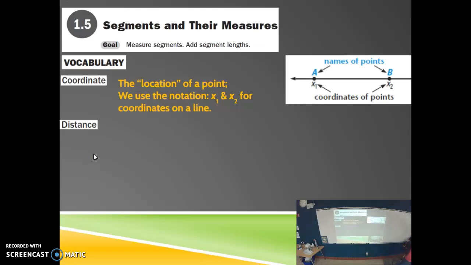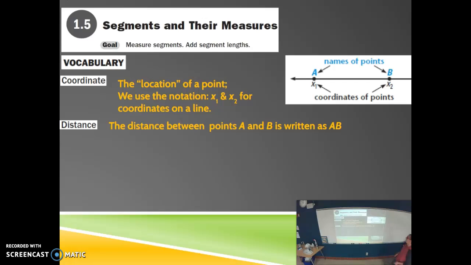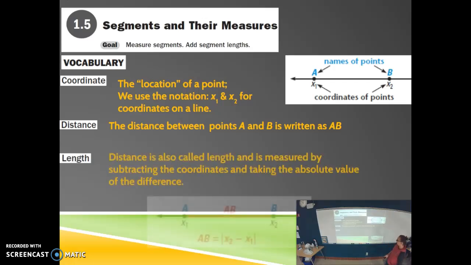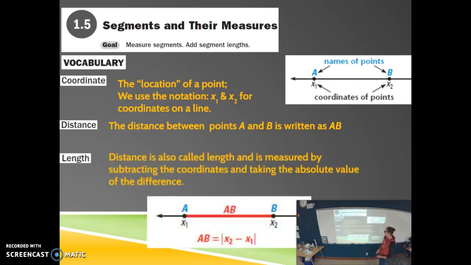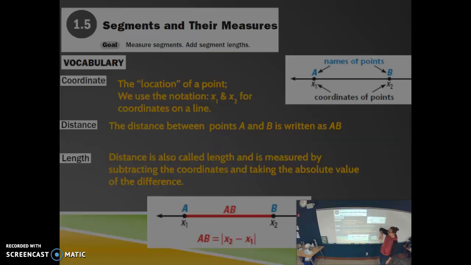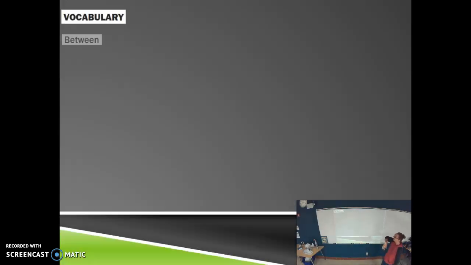If you've ever done anything with coordinate algebra, that XY plane, the coordinate is where it is. Distance between A and B is written as AB. Okay? We're going to talk about distance, how far between 2 points are from each other. Length, which also is a measurement, can be taken by taking the coordinates and subtracting them from each other. And we'll talk about that just a little bit more later.